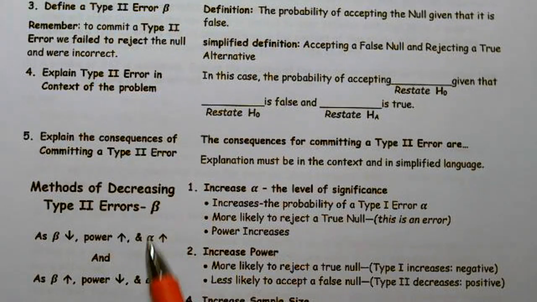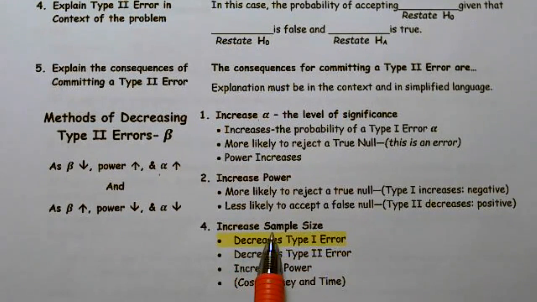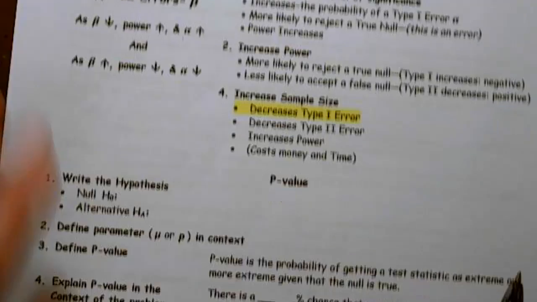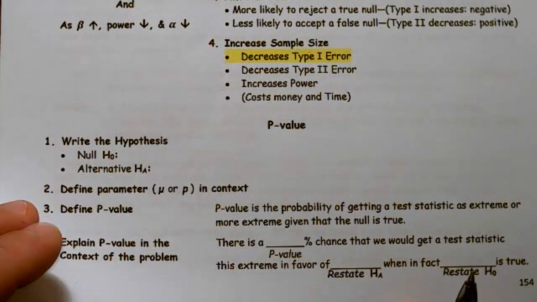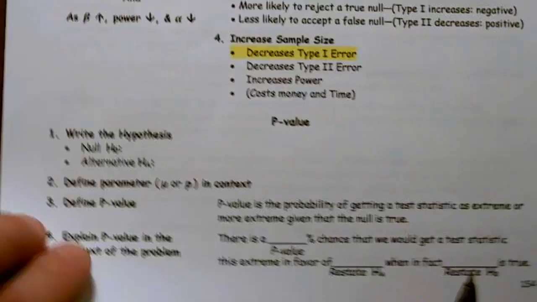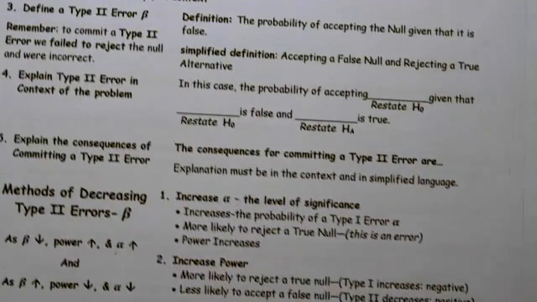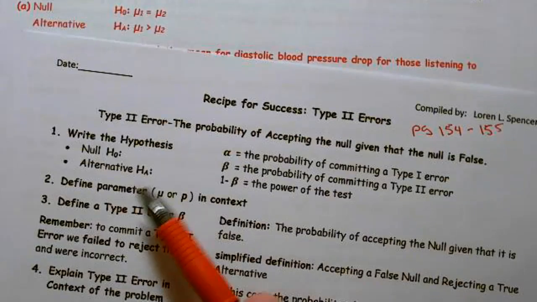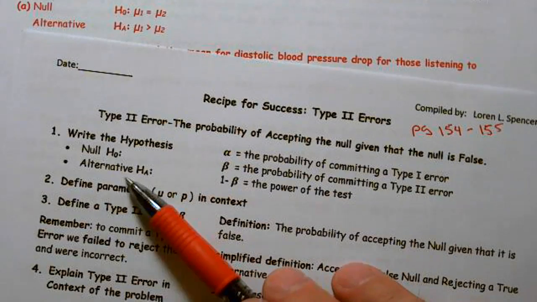Methods of decreasing beta. We have a list here. You can increase alpha, you can increase power, or you can increase the sample size. Once again, please cross through the "decreases type 1 error." And at the very bottom, I covered p-value in the previous video, so I'm not going to discuss it here, although we may approach it on the next page, scenarios. All right, so this is a step-by-step on how to go about working these problems. And it's really key that you start off by writing the null and the alternative, and defining the parameter.